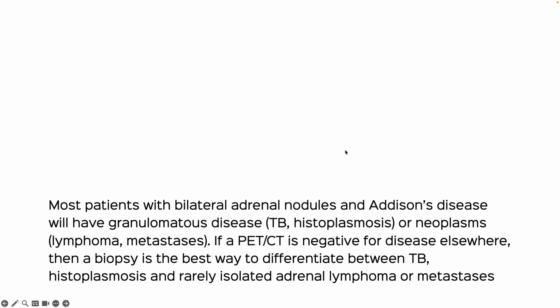So, just in summary, this is a short one. If you have bilateral adrenal nodules and Addison's disease, it's usually granulomatous disease, lymphoma, Mets. And as you've seen, a PET is done pretty much in every patient, and patients do get convinced to get it done. If a PET is negative for disease elsewhere, then typically lymphoma and Mets are both out. And so then you're just basically looking to do a biopsy to differentiate between TB and histoplasmosis, and of course, very rarely neoplastic disease.